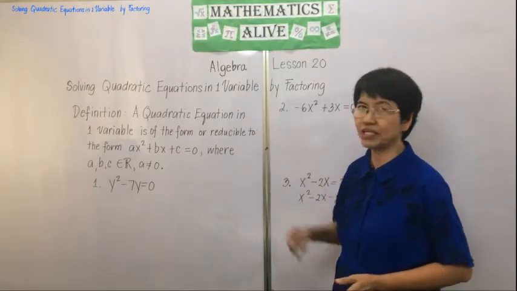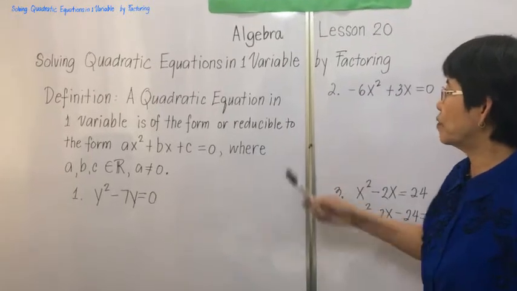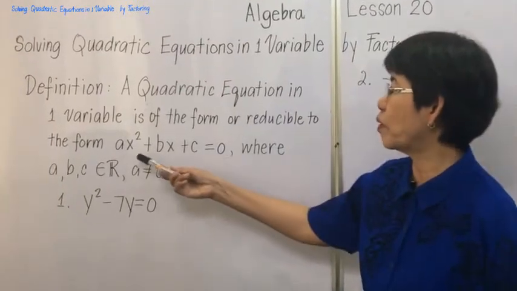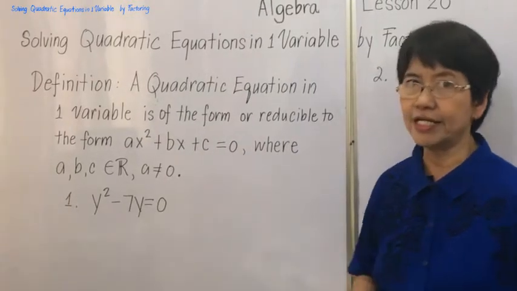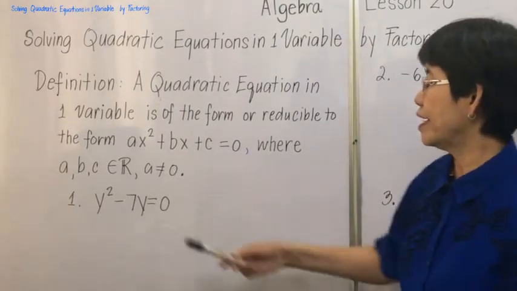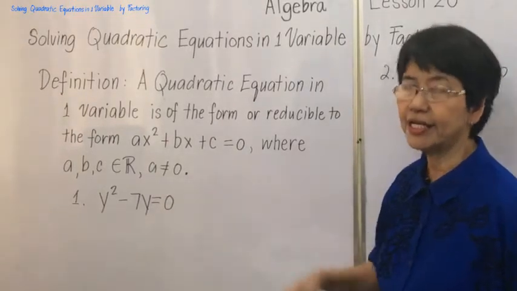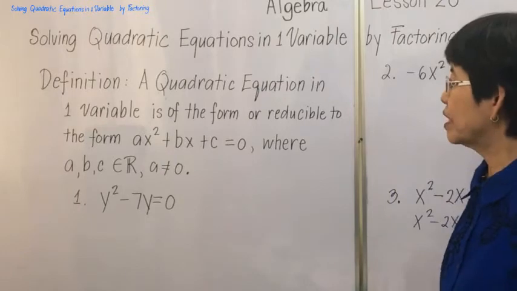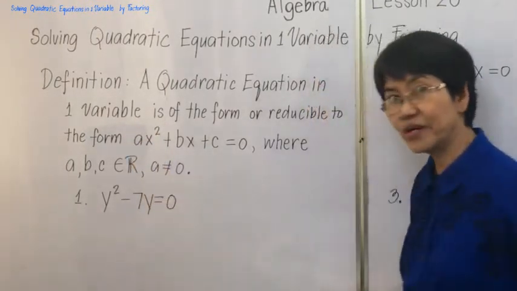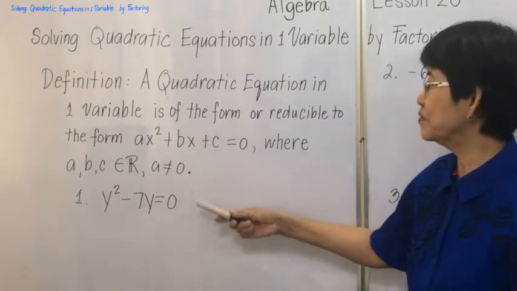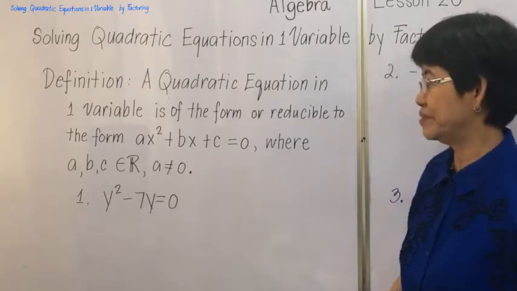Definition of a quadratic equation. A quadratic equation is an equation of the form, or reducible to the form, ax² + bx + c = 0, where a, b, and c are elements of the set of real numbers and a is not equal to 0. Because if a becomes 0, then it will become a linear equation. So to form a quadratic equation, a should not be equal to 0.